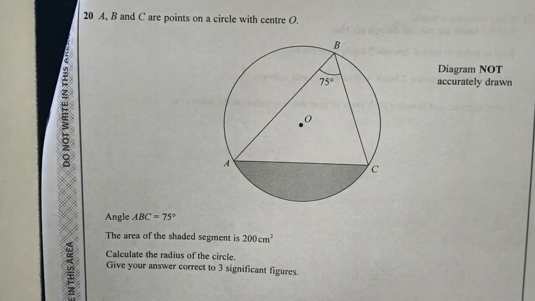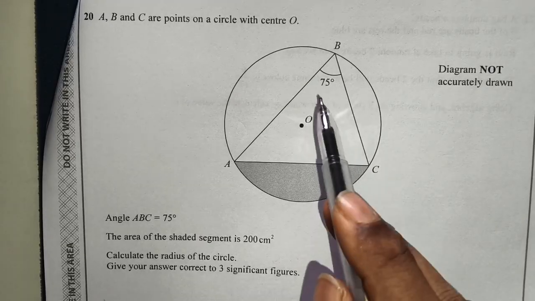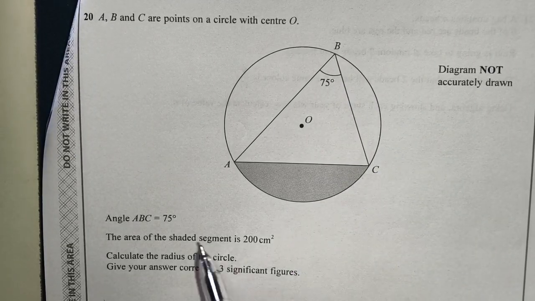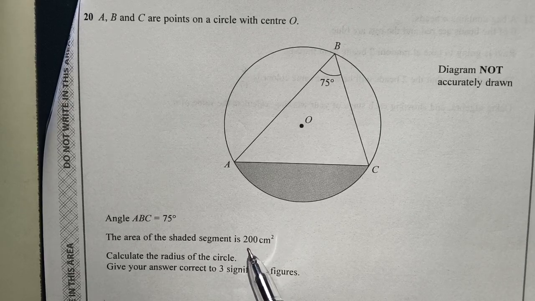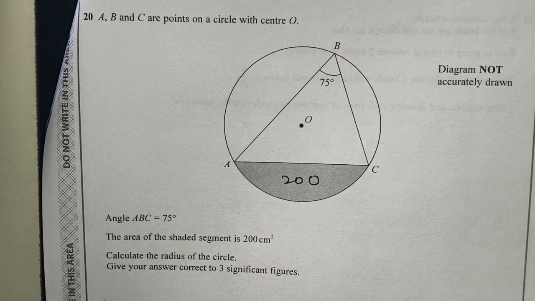Okay, interesting sum in geometry. A, B, C are points on a circle with center O. 75 degrees is the measure of angle B. The area of the shaded segment is 200. Fair enough. So this is 200. Calculate the radius of the circle. Give your answer to 3 significant figures.